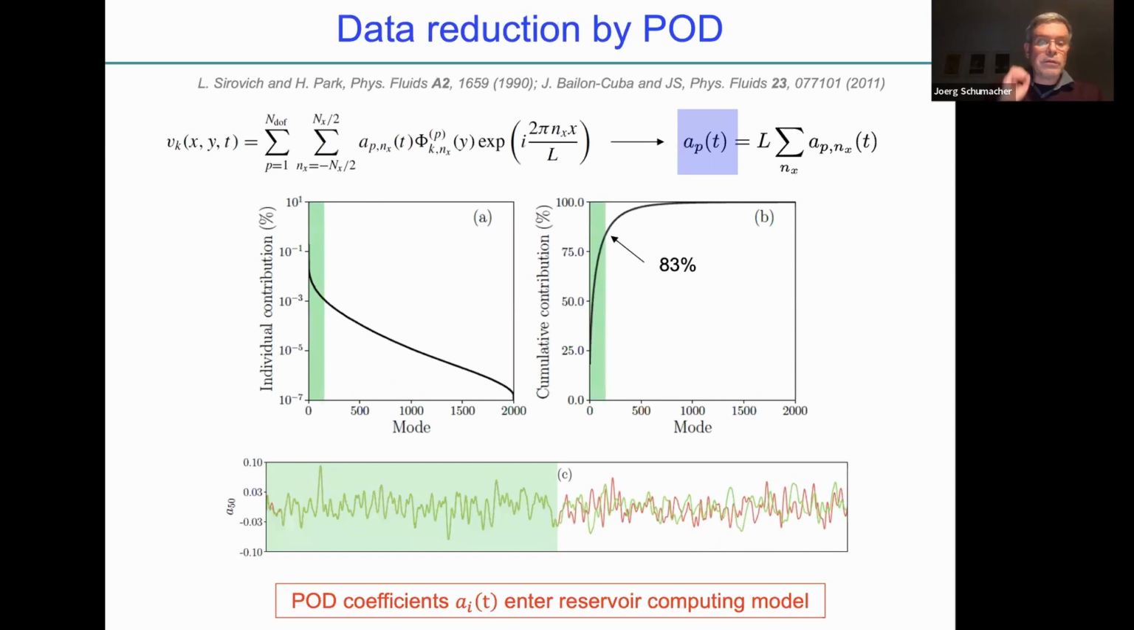Okay, and let's take a look at our applications. Here I show you once more what we are doing. We're taking our fields, temperature and velocity fields. We are calculating a POD expansion, and then what we are using for the reservoir computing model are these expansion coefficients, A. And we certainly truncate the model. That means we probably take only a few hundred of these coefficients.